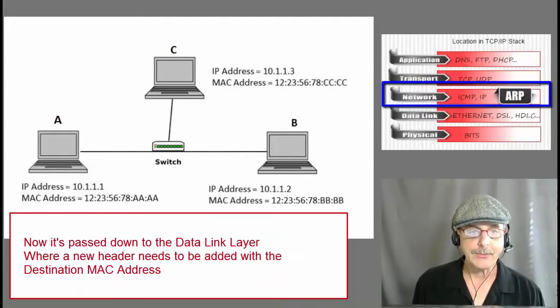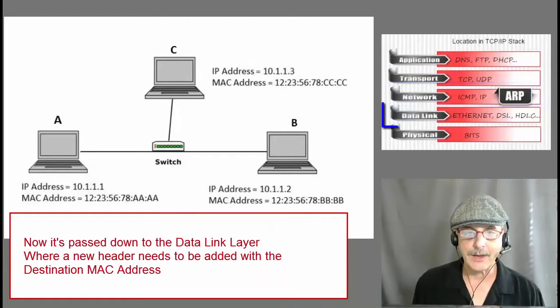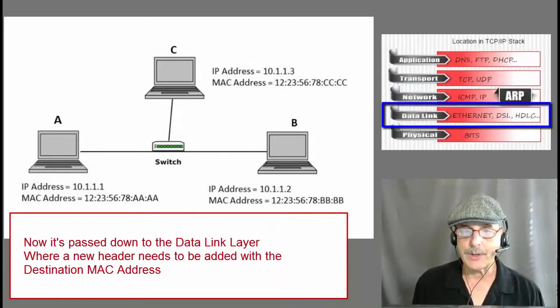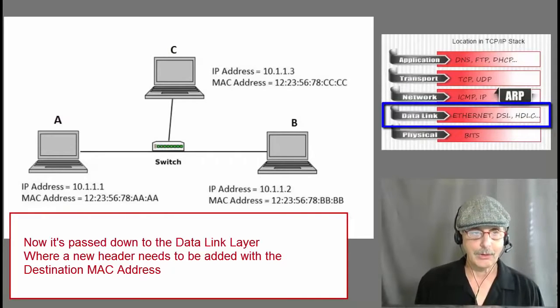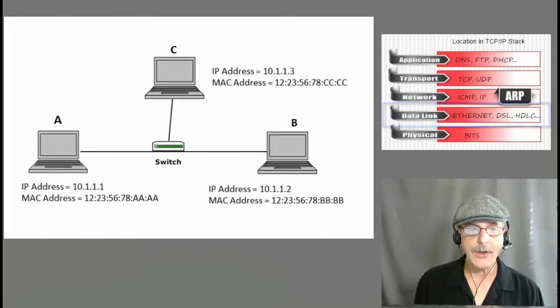At this point, it is passed down to the data link layer, where a new header needs to be appended with the destination MAC address. The question is, how does host A know the MAC address of host B? The answer is, host A broadcasts an ARP request.